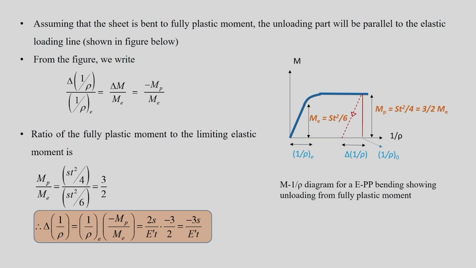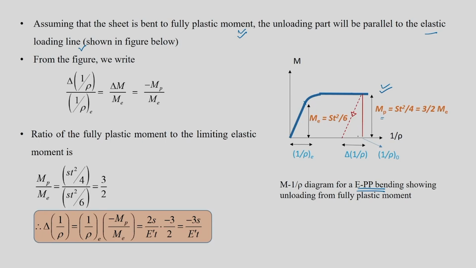Now, unloading is an elastic process. By considering that, we are also going to assume one more thing: a case in which the sheet is bent to the fully plastic moment, it has already gone into the fully plastic moment, and unloading is done. Unloading will be parallel to the elastic loading line as shown in this particular figure. This particular figure is the moment versus 1 by rho diagram, which we have just now seen. For EPP bending, elastic perfectly plastic bending, you have the same diagram: elastic, then transition, and then a fully plastic part with a height of MP.